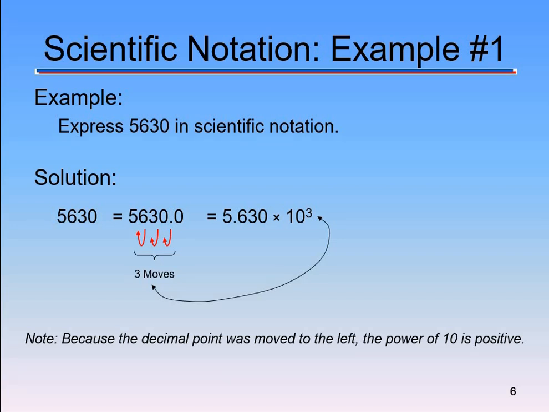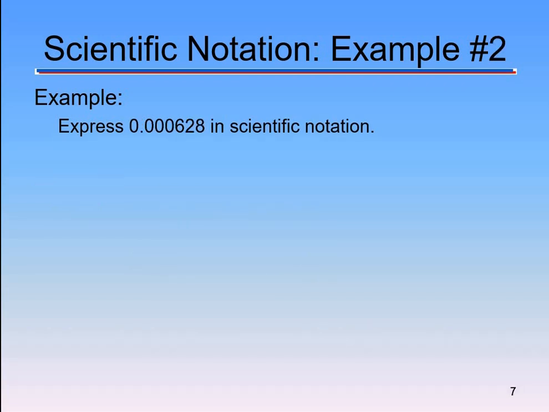5.630 times 10, and the important part is the exponent. It's positive because the number is greater than 0, and we moved it how many places? We moved it 3. So we're going to take this number, 5.63, times 10 to the positive 3, that's how many places we moved it, and it's positive because the number is greater than 0. So that's important. Alright, let's take a look at another one.